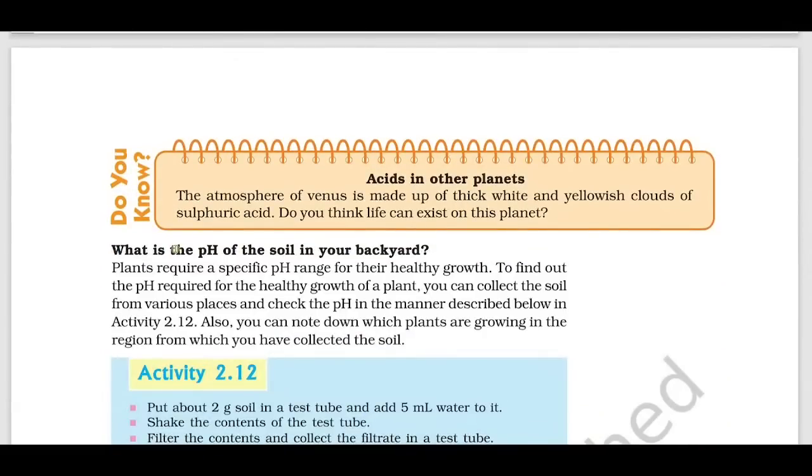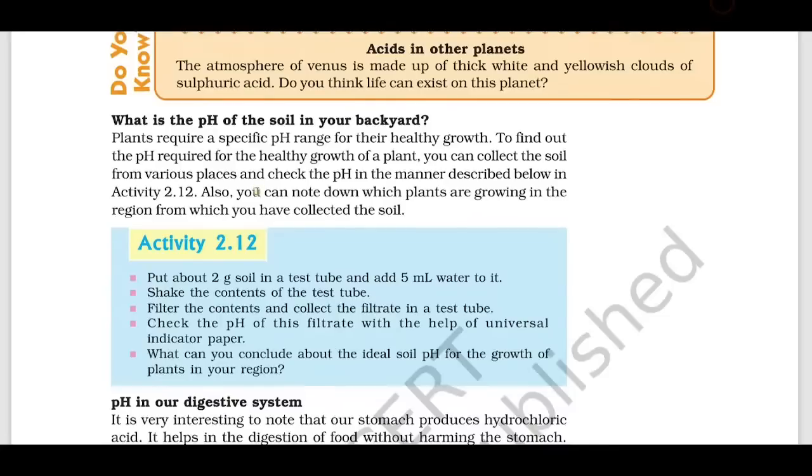Next, what is the pH of the soil in your backyard? Plants require a specific pH range for healthy growth. In case of a decrease in the pH value of the soil, you can use a suitable base to neutralize it.